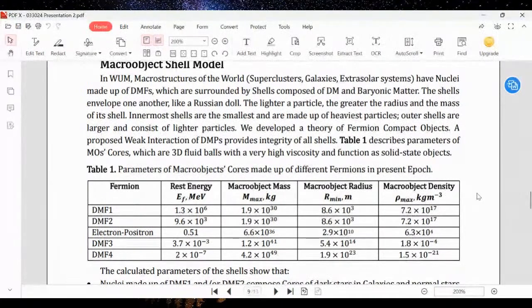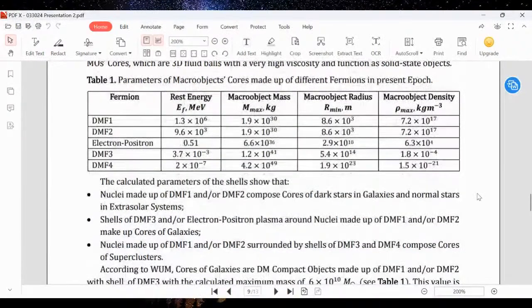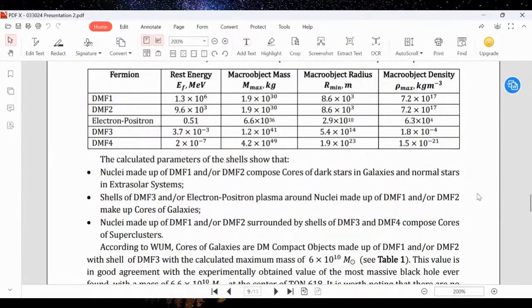We developed a theory of fermion compact objects. A proposed weak interaction of dark matter particles provides integrity of all shells. Table 1 describes parameters of macro objects, which are 3D fluid balls with a very high viscosity and function as solid-state objects. The calculated parameters of the shells show that nuclei made up of DMF1, DMF2 compose cores of dark stars in galaxies and normal stars in extrasolar systems.